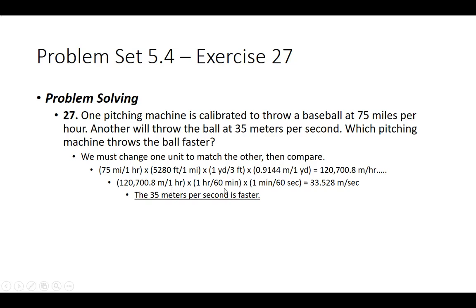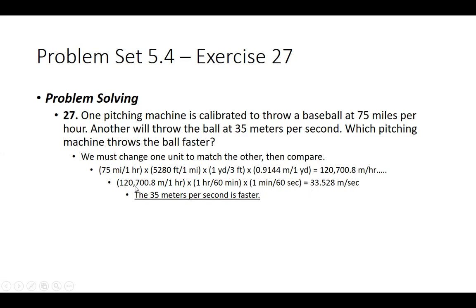And to get hours into minutes, we would need hours on top to cancel with hours on the bottom, and minutes on the bottom to get to per minute. That's 1 hour over 60 minutes. Then to get from per minute to per second, we need to cancel minutes from the bottom. So we use minutes on top, seconds on the bottom to get to per second. That's 1 minute over 60 seconds. Now hours canceled and minutes canceled, leaving us in meters per second like we need.